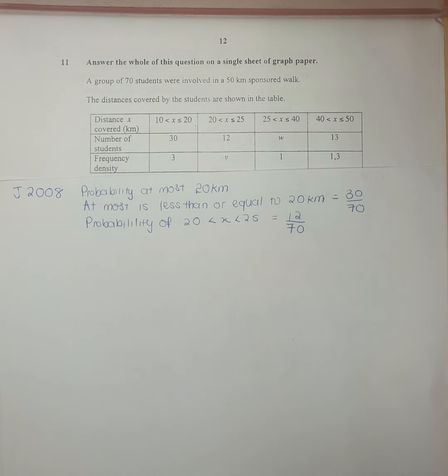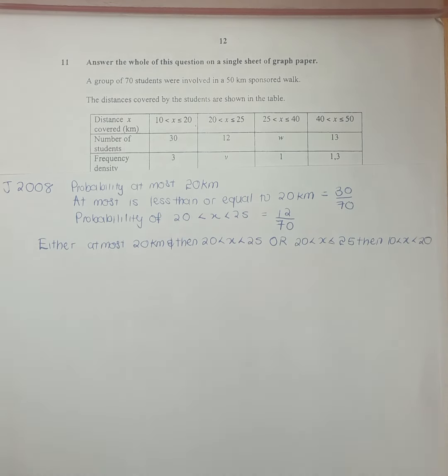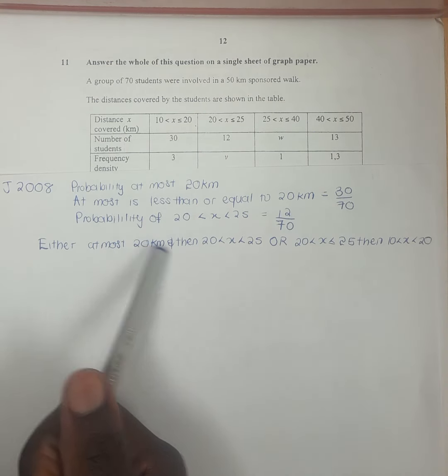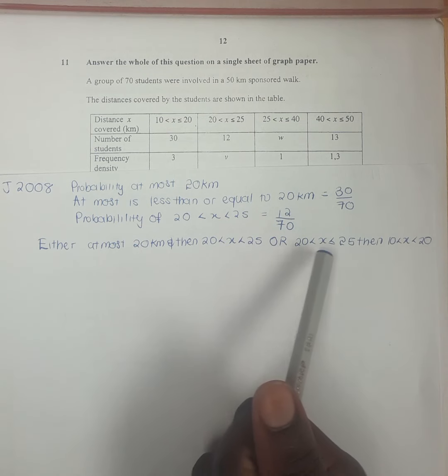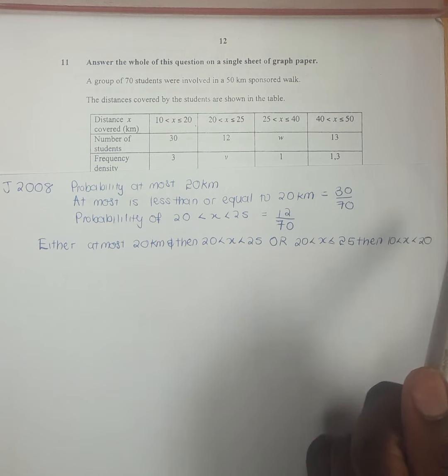So here we are forced to make a decision. Either we are going to first select a student who walked at most 20 kilometers, and then we select the one from 20 to 25, or we are going to first select from 20 to 25, then we select the one who walked at most 20 kilometers. So we need to write this down. Let me explain again. Either we are going to pick at most 20 kilometers, then 20 to 25, or we first select from 20 to 25, then at most 20.